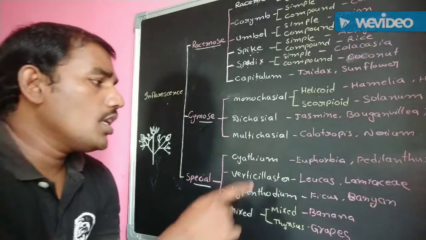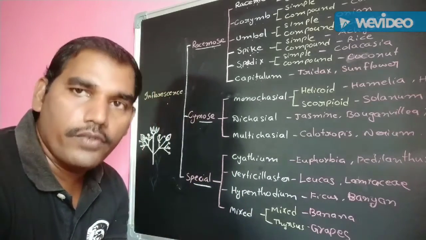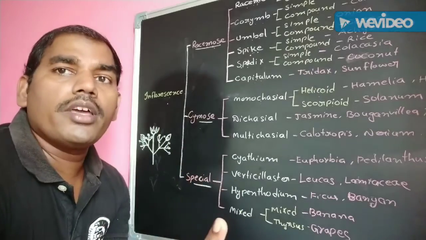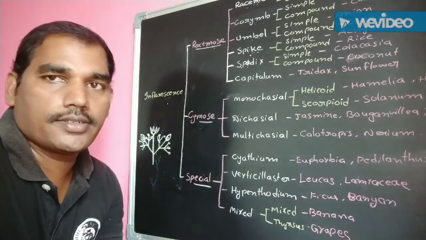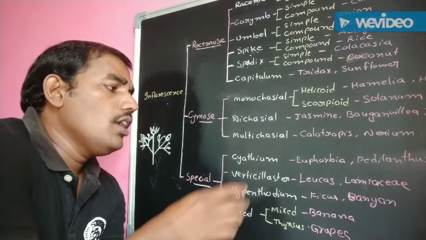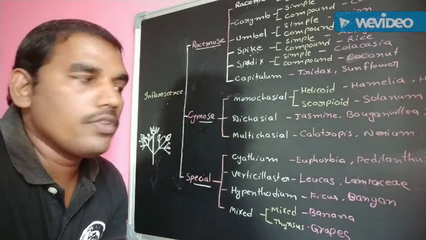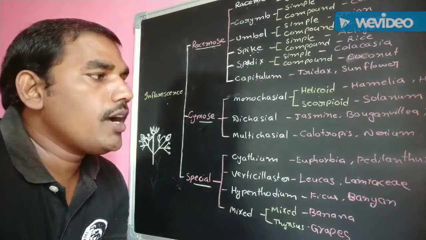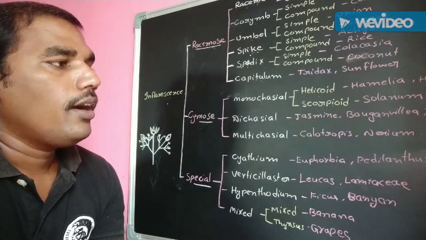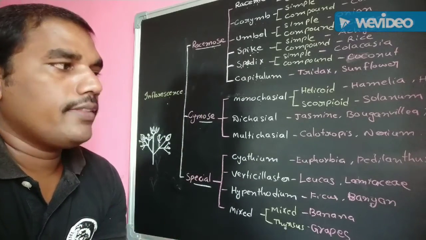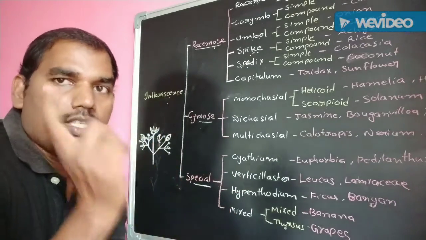Okay, this cyathium inflorescence consists of only one single female flower. It is surrounded by numerous stamens. They are known as male flowers. Okay, next one, this type of inflorescence is known as a cyathium inflorescence. Example, Euphorbia and also poinsettia and Pedilanthus.